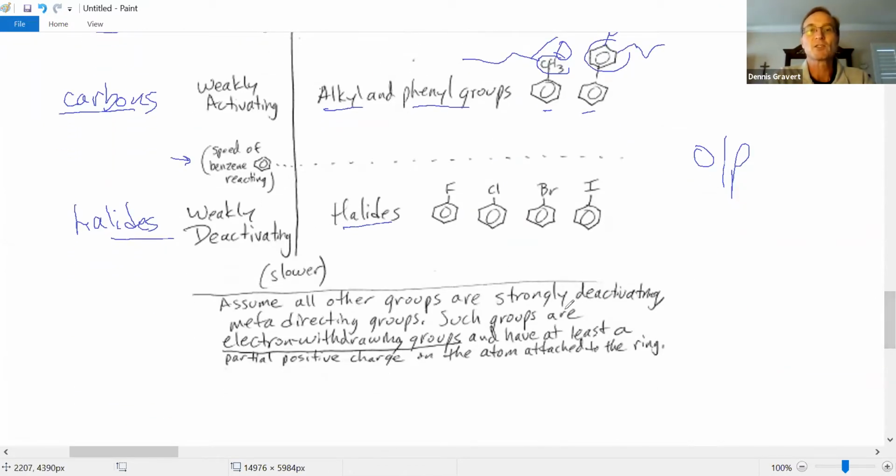So we're going to assume all of the groups are strongly deactivating. Yeah, so the meta directors are on this list below the halides in terms of speed. The meta directors shut down the ring and deactivate it. It puts a stop to Friedel-Crafts reactions. It makes the other 6 reactions very, very slow. Why? Because they're the opposite.